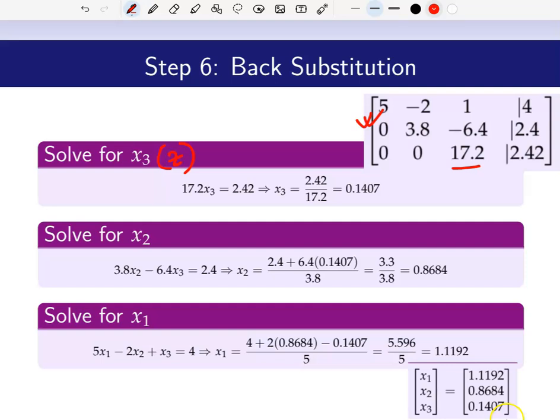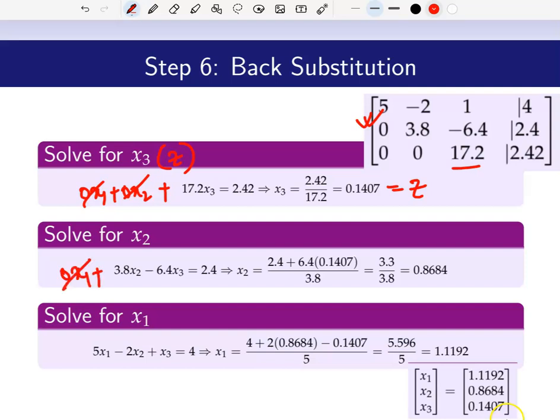So 7.2 into x3, because here that is 0 into x1 plus 0 into x2 plus this. So 7.2 x3 is equal to 2.42. So x3 is nothing but 2.42 divided by 7.2, that is 0.1407. So that is nothing but z. After getting that, from the second equation we'll find x2.